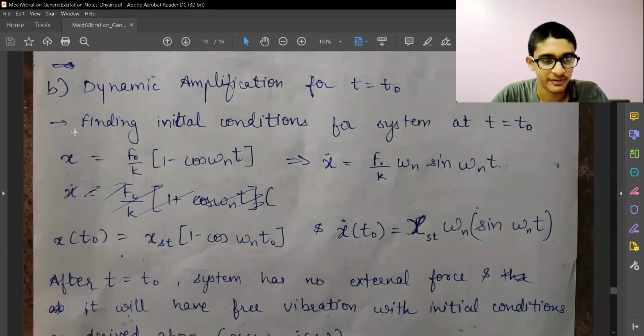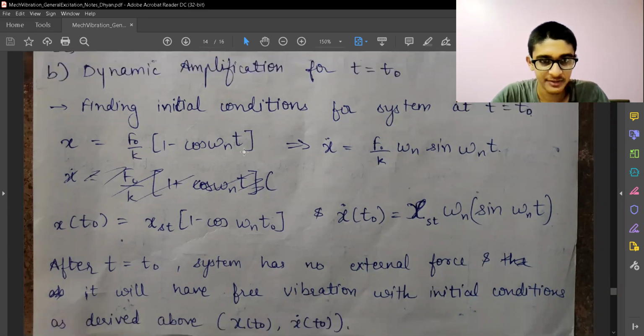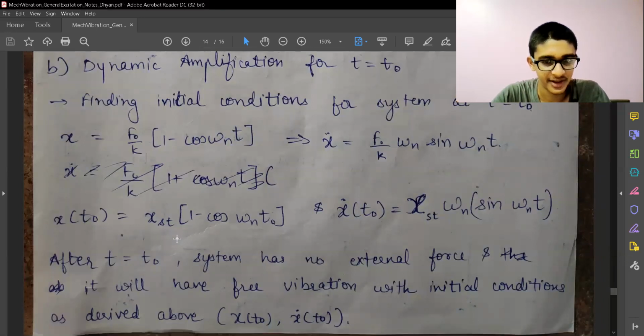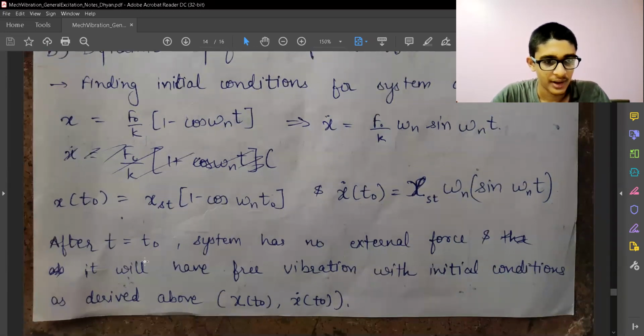So what we need to do is find the initial condition for the system at t is equal to t0. We have the equation for x, we differentiate it to get the equation for velocity, that is x dot, and then we substitute t is equal to t0 in our equations to get the response at t0. So we have got the displacement and velocity at time t0. Notice that we have substituted f by k is equal to x static, that is the static or steady state response for x.